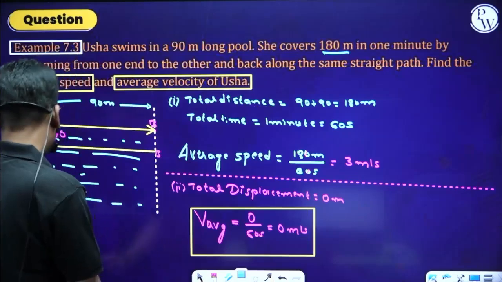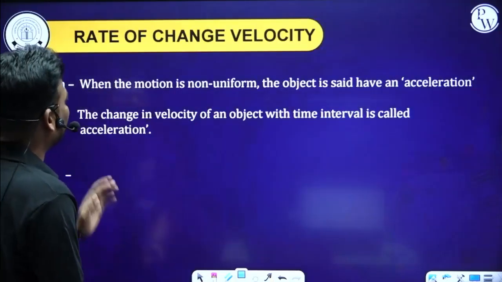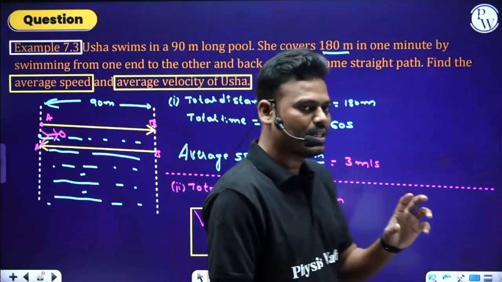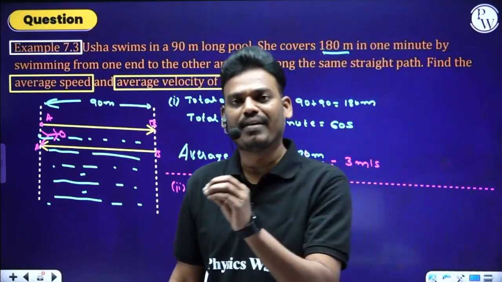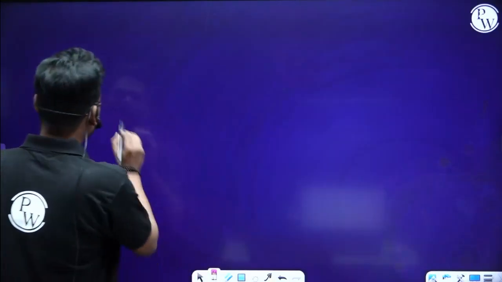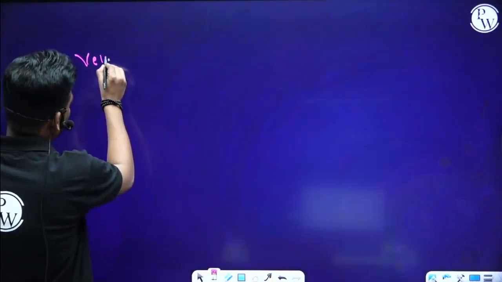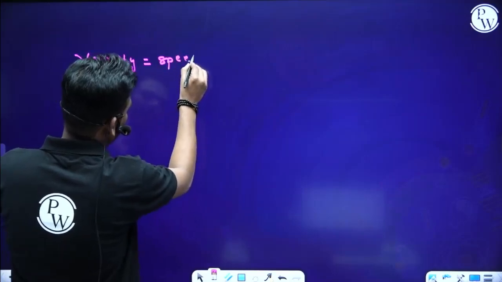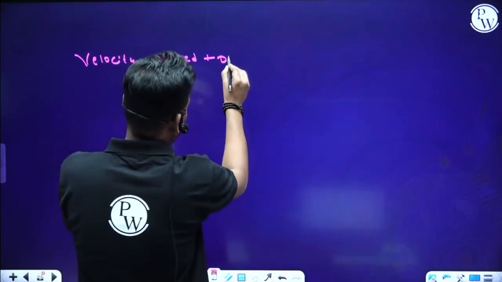Now, let's move to the next topic, the rate of change of velocity. Velocity, we already know, relates to the shortest distance between initial and final position, right? And also we know that velocity is nothing but speed plus direction, right? Speed plus direction.